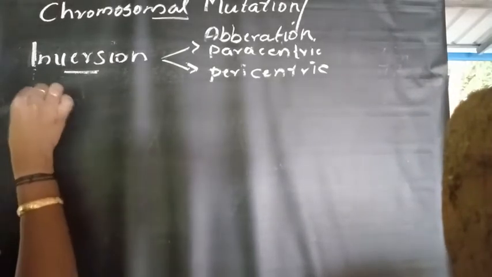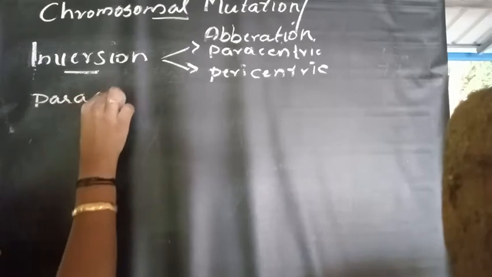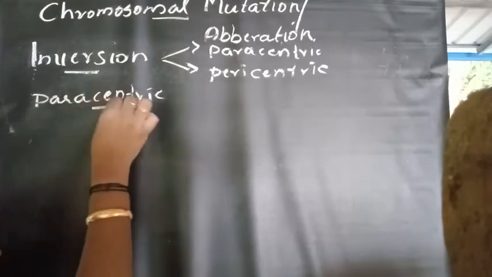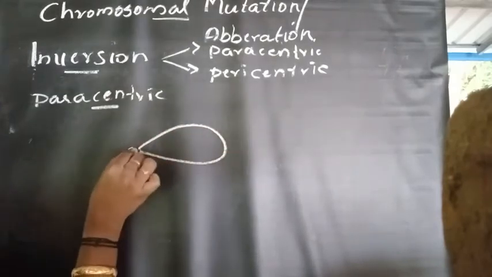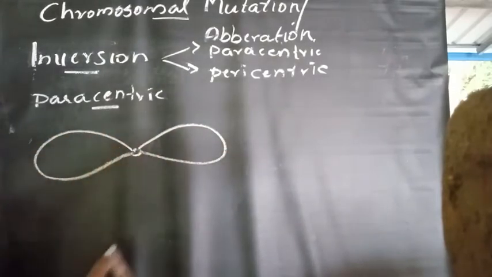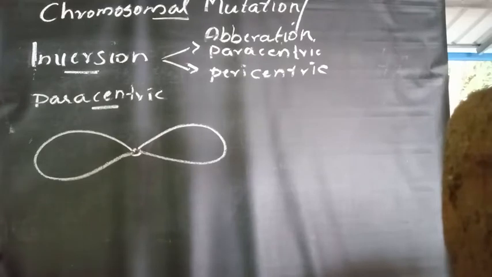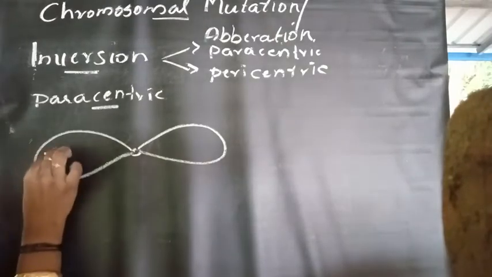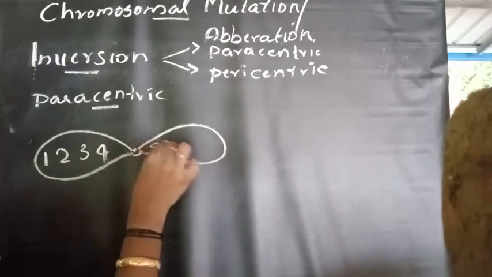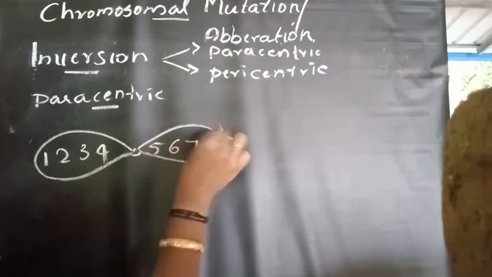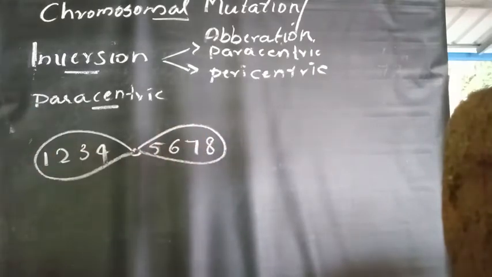Paracentric means the inversion takes place only on one arm of the chromosome, and the inversion does not involve the centromere. The centromere is not involved in this inversion process. That is called paracentric. So we will name the genes 1, 2, 3, 4 here, then 5, 6, 7, 8.